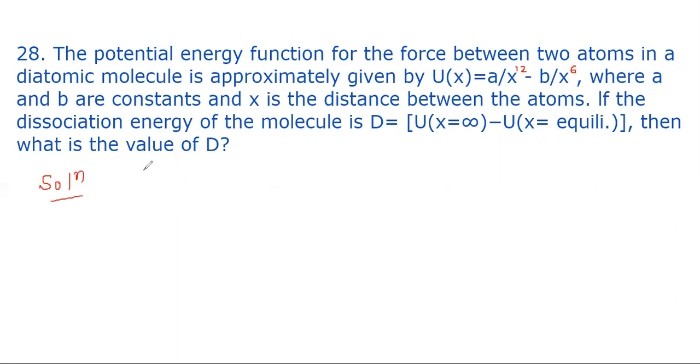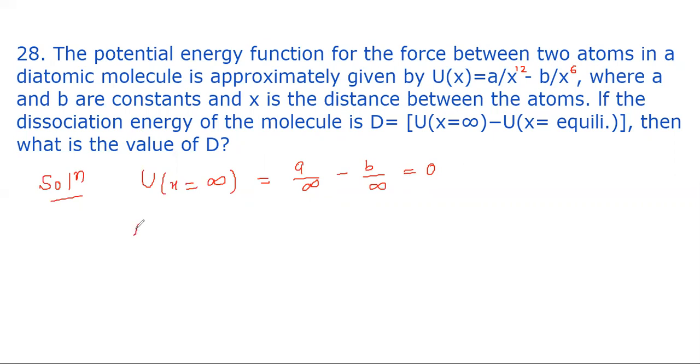First, we have to find out U when x equal to infinity. So we have relation U(x) equal to A divided by x power 12 minus B divided by x power 6. So we will write A divided by infinity power 12, which is 0, minus B divided by infinity, which will give 0. Now we have to find out U(x) at equilibrium. For that, we have to find out the force, and then we will put this force equal to 0.